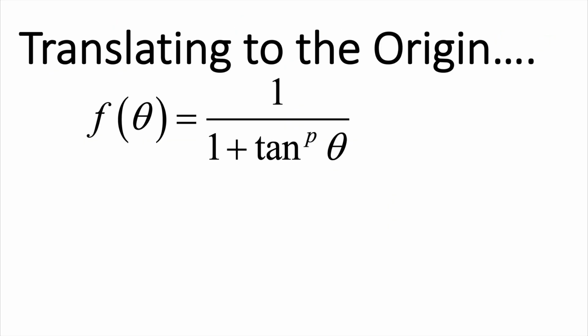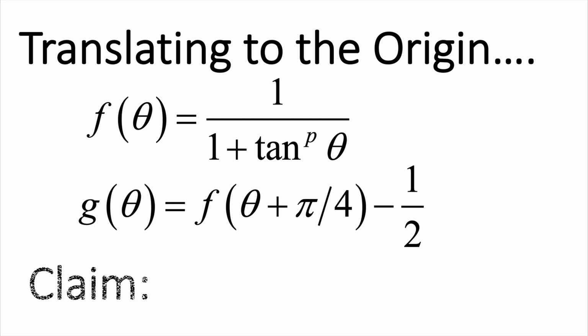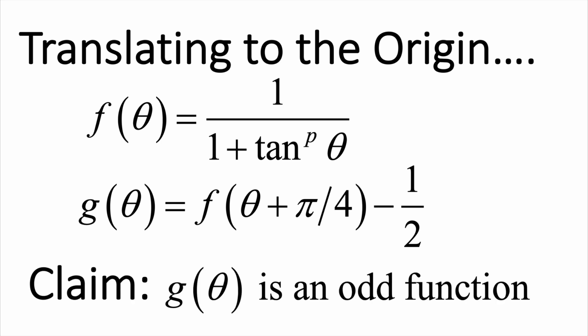Let's now test our conjecture symbolically. Let f of theta equal 1 over 1 plus tangent of theta to the p power for any power p. Translating the origin to the point pi over 4, 1/2 is equivalent to translating that point to the origin. This can be done through a couple transformations. Let g of theta equal f of theta plus pi over 4, which translates to the left by pi over 4 units, all minus 1/2, which translates down by 1/2 of a unit. Our claim is that g of theta is an odd function, and this should be helpful for integration.